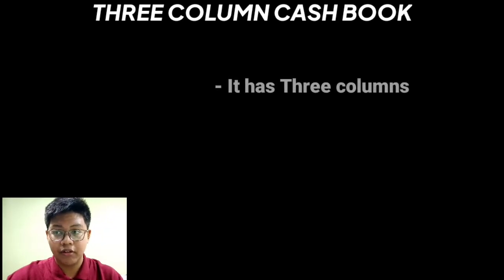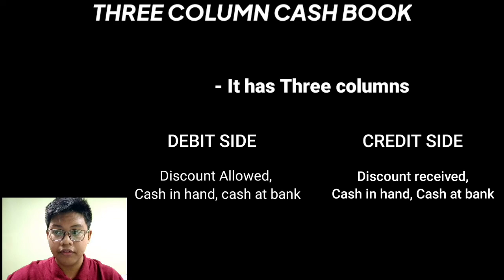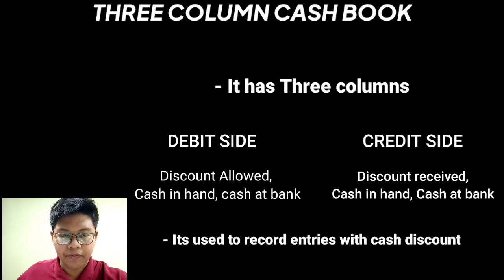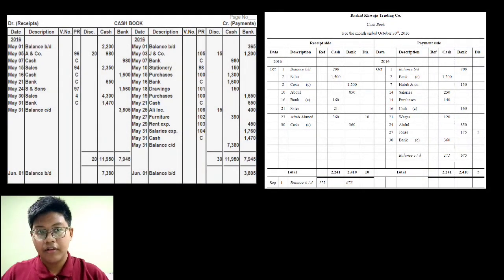The 3-column cash book. It has 3 columns, which are discount allowed, cash in hand, and cash at bank on the debit side, and discount received, cash in hand, and cash at bank on the credit side of the cash book. This type of cash book is used to record entries with cash discount. So here is the example of the 3-column cash book on the screen.